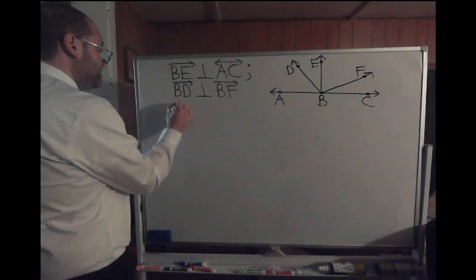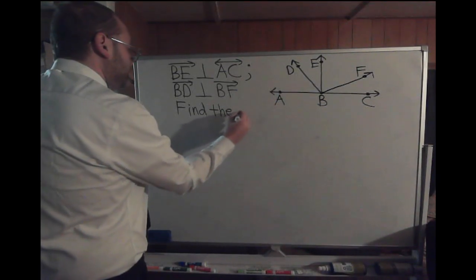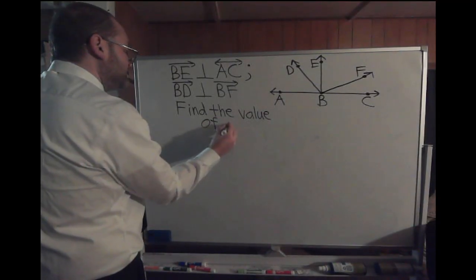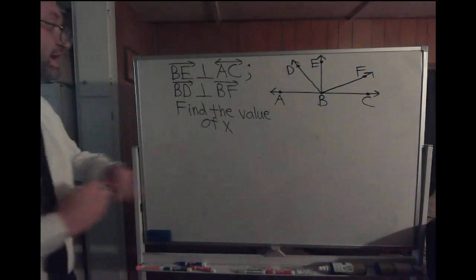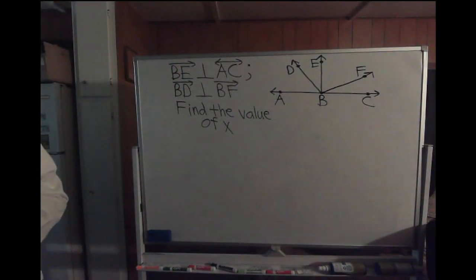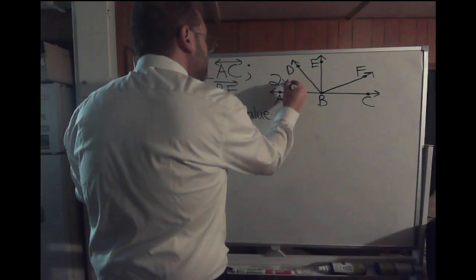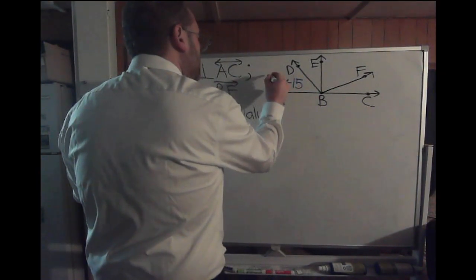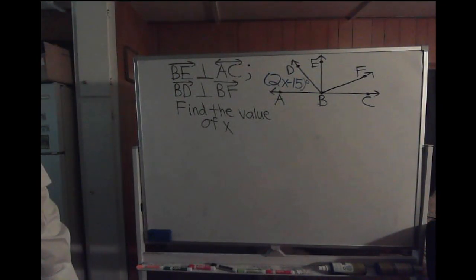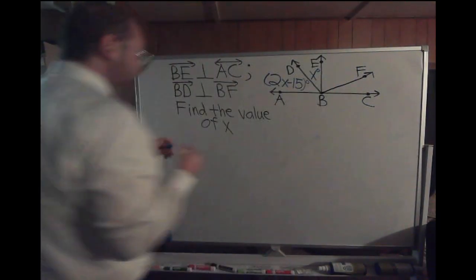Our next task is to find the value of x. So we have some algebra problems again. Find the value of x. This is where algebra and geometry collide. First problem, let's see. ABD is equal to 2x minus 15 degrees, and DBE equals x degrees. We want to find the value of x.